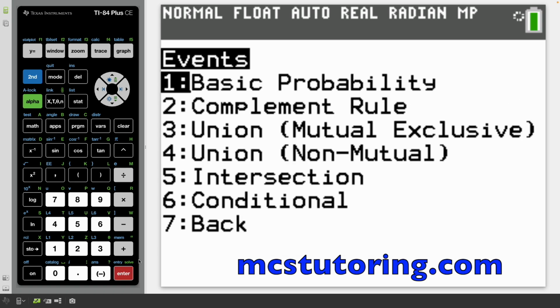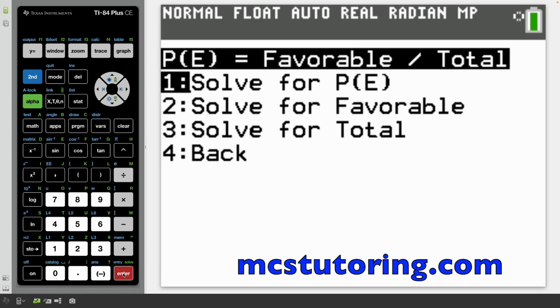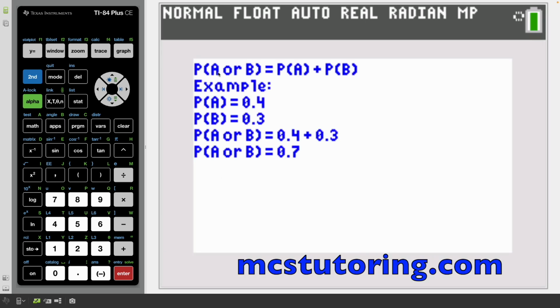Huge submenu here. Got basic probability, complement rule, union for mutually exclusive events, union of non-mutually exclusive events, intersection, and conditional. Let's do basic probability here. So probability of event E is favorable outcomes divided by total number of outcomes. So let's solve for probability of E. And it's, probability of A or B is probability of A plus the probability of B.